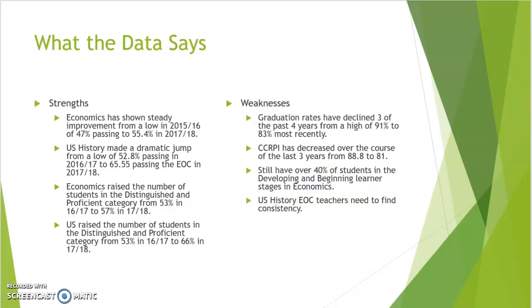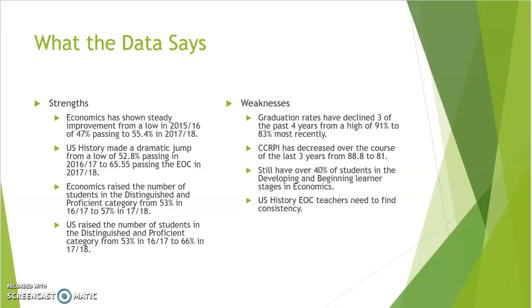So the strengths, economics has shown steady improvement from a low of 47% passing to a high of 55.4% passing in 2017-18. The biggest strength is U.S. history made that dramatic jump from 52.8 passing in 2016-17 to 65.55% passing in 2017-2018. So we probably want to look at something that the U.S. history teachers did during that 2017-2018 school year.